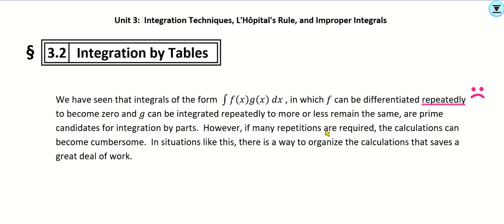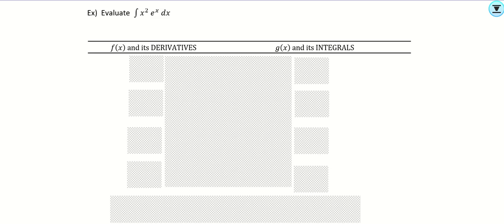However, if many repetitions are required, the calculations can become cumbersome. In situations like this, there is a way to organize the calculations that saves a great deal of work and time. What that's basically saying is that integration by tables is integration by parts, but for when there might be more than one round of integration by parts necessary.